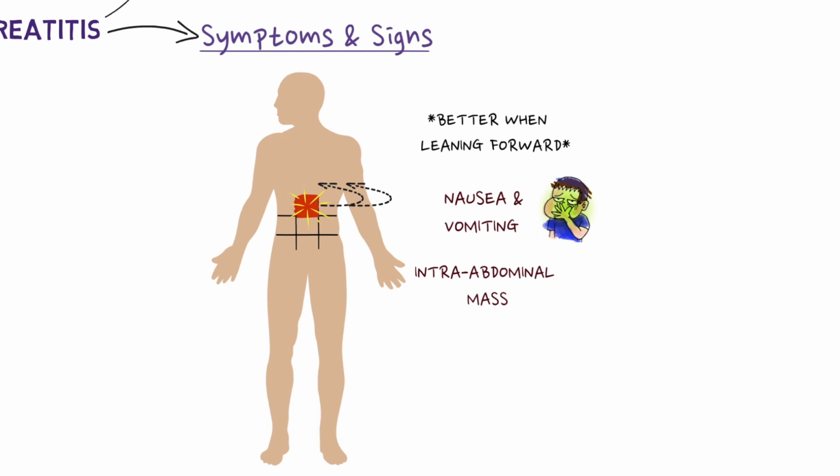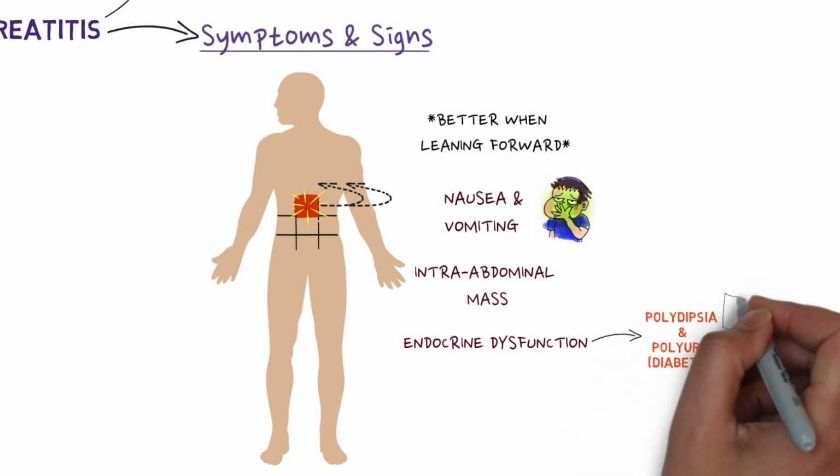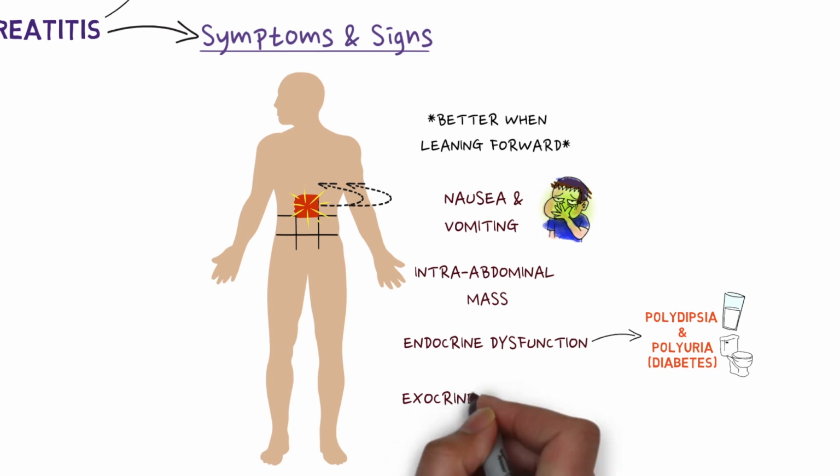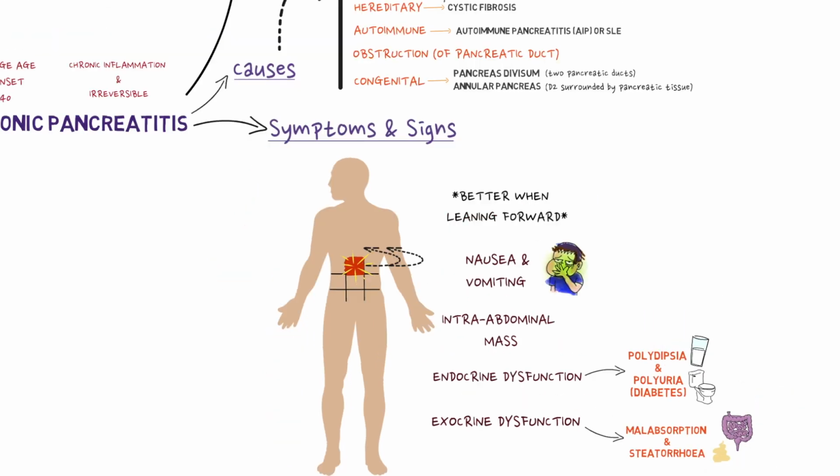Differently from acute pancreatitis, as there is irreversible destruction of pancreatic tissue, patients will have symptoms secondary to gland dysfunction. These include symptoms associated with either endocrine complications, such as polydipsia and polyuria in diabetes, or those associated with exocrine complications, such as malabsorption and steatorrhea due to impairment of fat digestion.